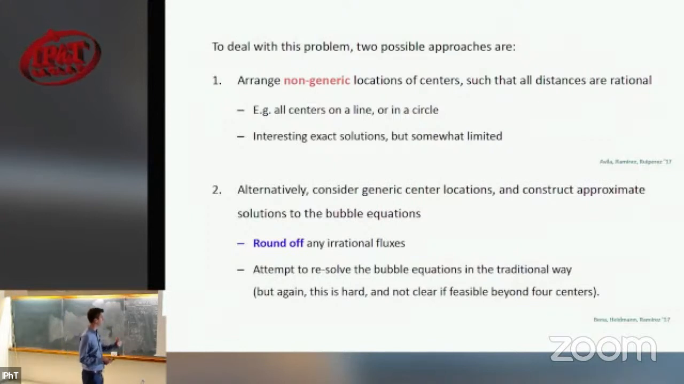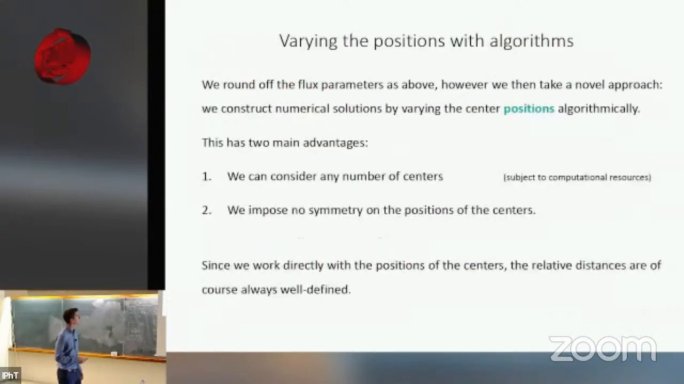And you can try and do better by re-solving the bubble equations in the traditional way to find a nearby solution. But you get back to the problems of the first approach: it's hard, and you might violate some triangle inequalities, so you might not be able to get solutions. Also, as you increase the number of centers, this becomes harder and harder. So it's not clear whether this method is feasible when you get beyond about 4 centers. So this is all motivation for the approach we developed, which can deal with arbitrary numbers of centers.